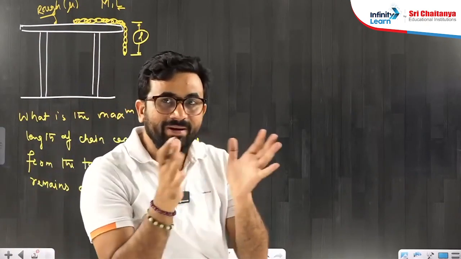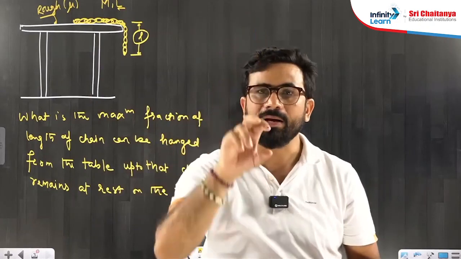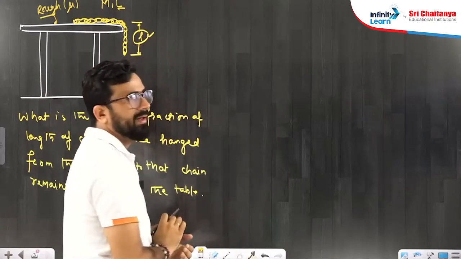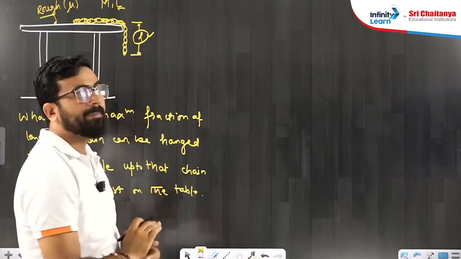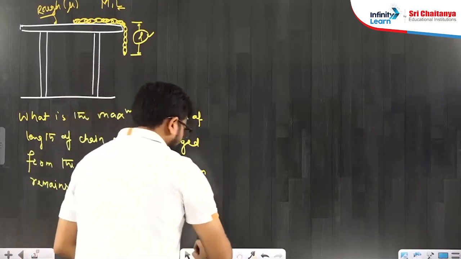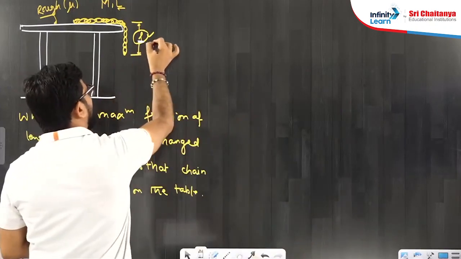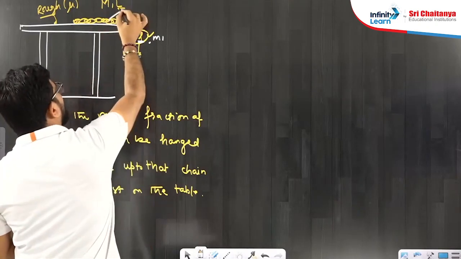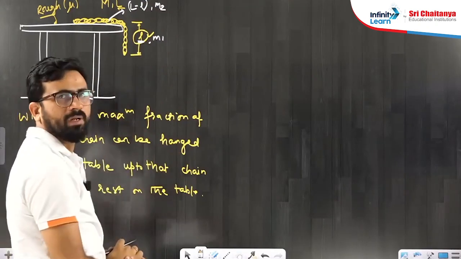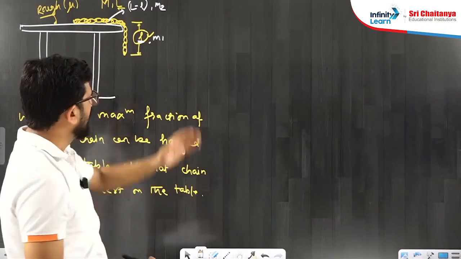Now we have to divide this chain into two parts. One is hanging, one is placed on the table. Suppose the hanging part is small l, so the remaining part would be capital L minus small l. We have to find their masses. Suppose the small l length hanging here has mass m1. The upper part of length capital L minus small l has mass m2. Now first we have to calculate m1 and m2, then we can solve very easily in two lines.